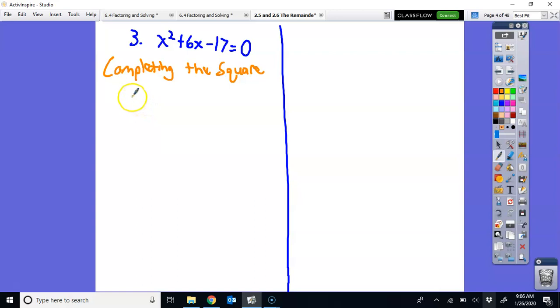So completing the square says I take this x squared plus 6x and I get it by itself by adding the 17 over here.